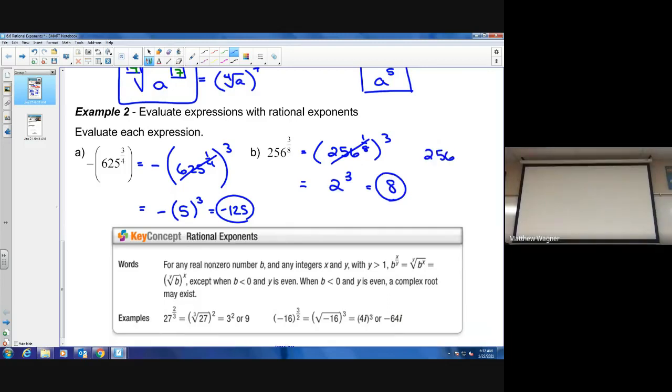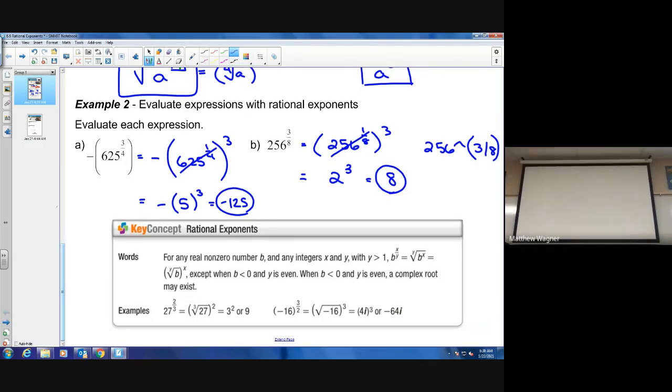I would encourage you not to, but just make sure when you do put a rational exponent in, it should be in parentheses. Otherwise, you're going to get the wrong answer. It's going to do 256 to the 3rd power and divide whatever that answer was by 8. It's going to be wrong. Okay? So make sure if you are using your calculator to double check your answers, your rational exponent is in parentheses. All right.